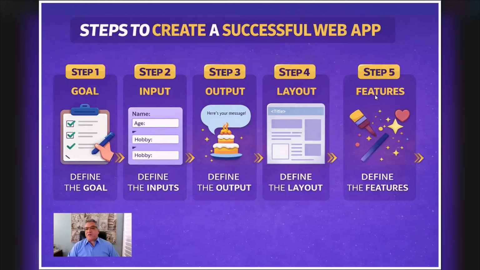Step number 5, features. You add features, like you add color, you add presentation. So anything you want the app to have, that's what you call the feature. So based on these 5 steps, I'm creating an app for home affordability. I put the goal, input, output, layout, and features based on my knowledge.